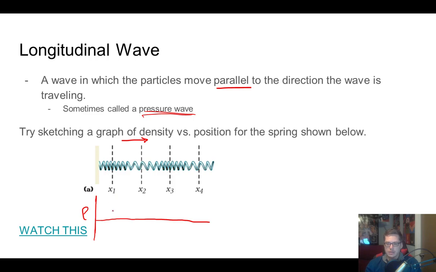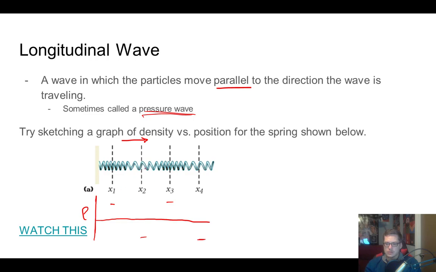Okay, so at x1 we have a high density, so we'll draw a line up there for a high density. At x2, notice how it's much more spread out, so it's a low density, so we'll draw a little line down here for low density. Why are you doing this to me? All right. At x3, we have another high density, so we'll draw a line there. And x4, another low density right there.